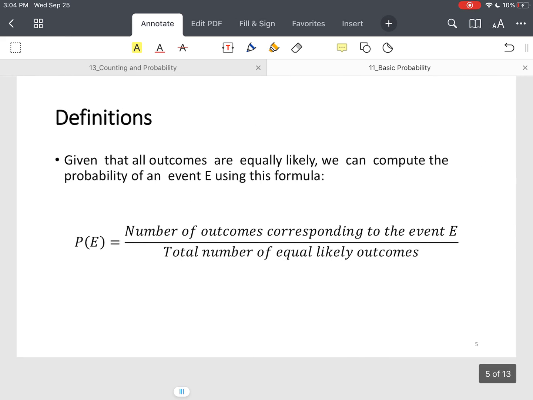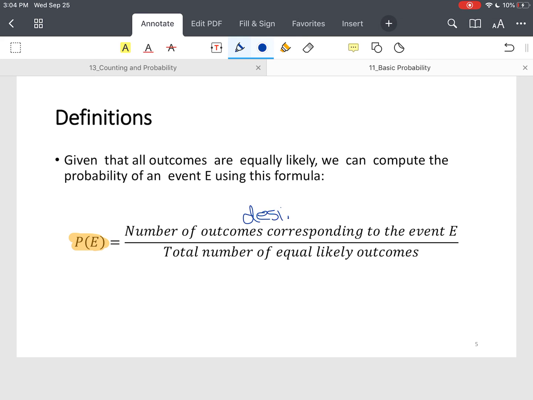Now, defining what probability is. They use notation like P, and then E is simply your event. P of E is the number of outcomes for the event E, which you could actually call your desired outcomes or the outcomes that you're looking for, over your total number of equally likely outcomes, or your total outcomes.